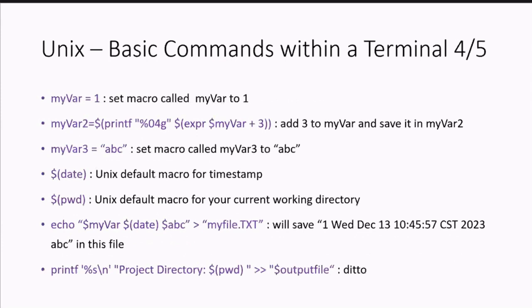Macros and globals. If you have something in a Unix script that you want to save, you just use the equals sign. So if I have a variable and I want to assign it the number 1, myvar equals 1. Or if I want it to be a string, myvar equals quotation marks 1.